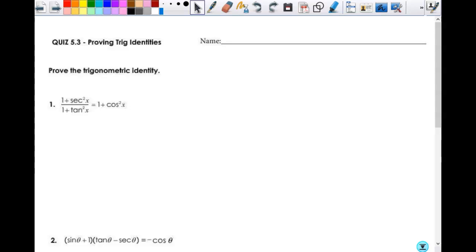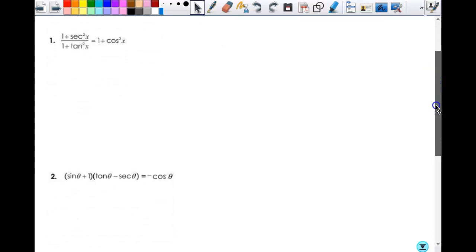Here is your Proving Trig Identities quiz. The order of your questions may be different than this one, so just FYI, my number one may not be your number one. So, when we're proving, we want to start by working with the side that looks more complicated.